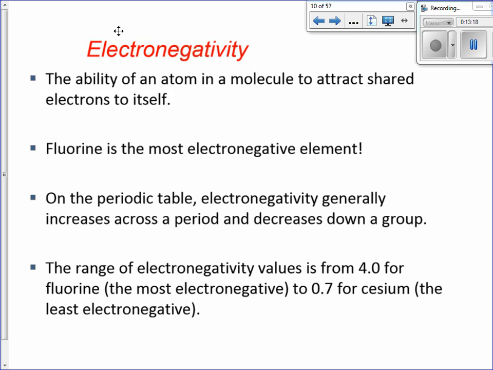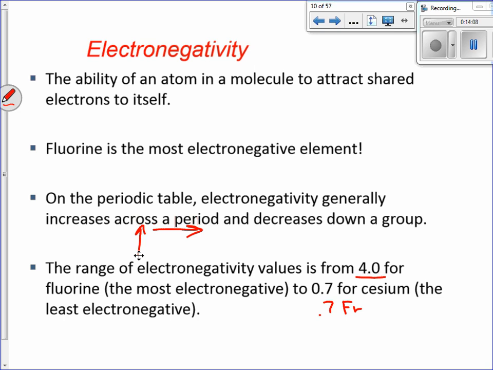All right, electronegativity. We kind of talked about this last time, we'll hit on it again. Fluorine is the most electronegative element on the periodic table. It generally increases across a period, and going down a group it decreases, but if you go up a group and to the right, it increases. The values range from 4.0 to 0.7, and 0.7 is also for Fr, so they are the least electronegative elements, whereas fluorine is 4.0. The noble gases are not considered here because they don't have electronegativity values, since they don't want to attract anything. They're already stable.